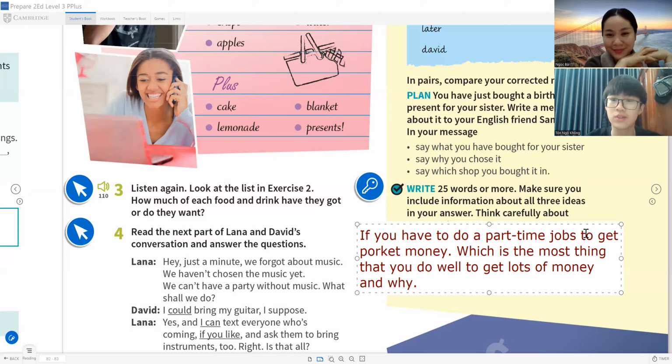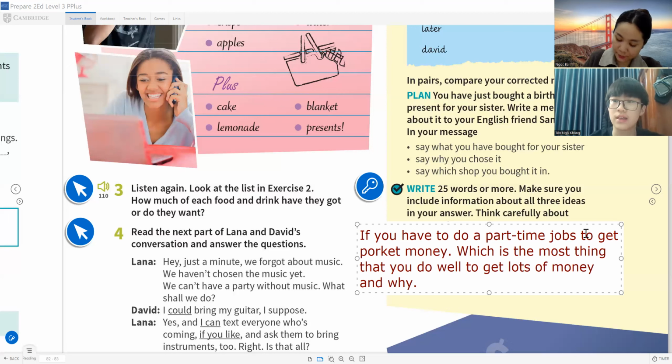The job I choose to get more pocket money is the waitress, because of three main reasons. The first reason is that to be a waiter, you don't need to have much experience, so it is easy to be a waitress.